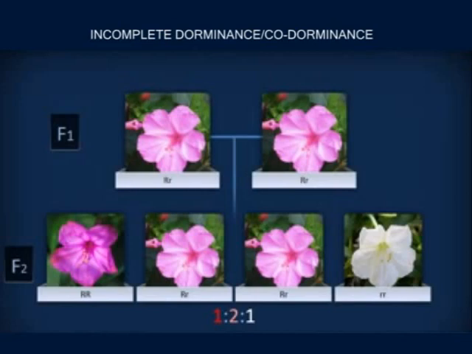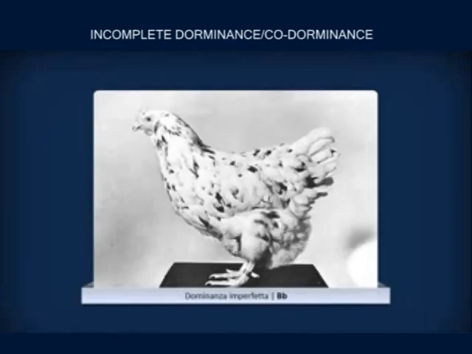Incomplete dominance can also be observed in animals. For example, in a certain species of domestic birds, a cross between a black-feathered chicken and a white-feathered one produces offspring with both white and black feathers.